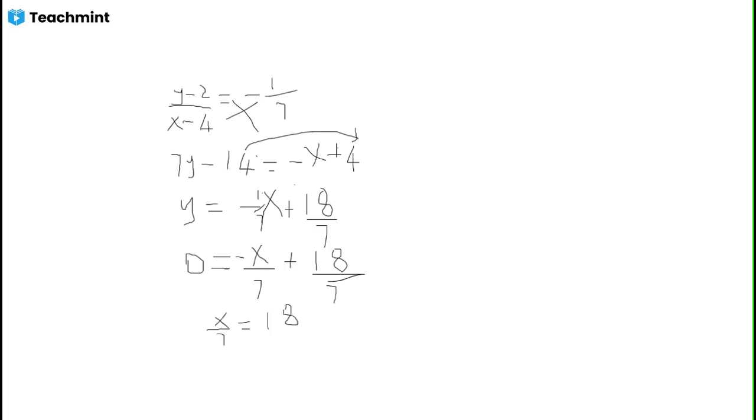Have you understood? Yes. Correct. x is 18, so the point is (18, 0). Close the brackets, like that. Okay, let's continue to the second question.